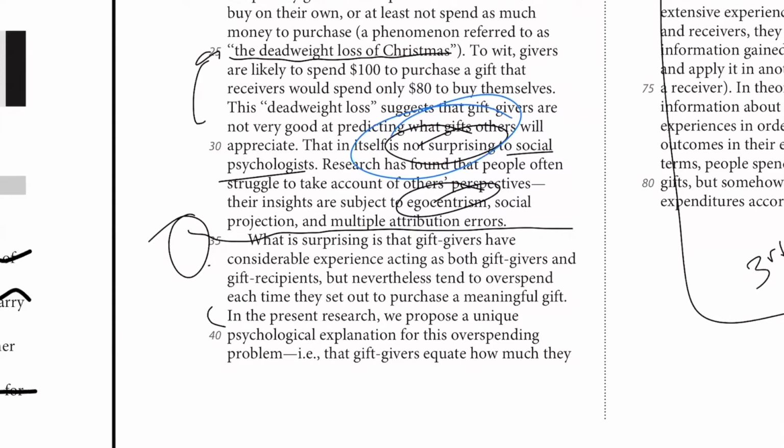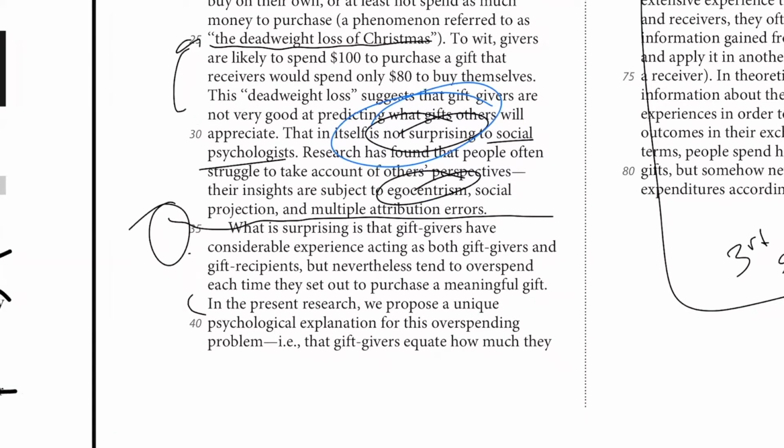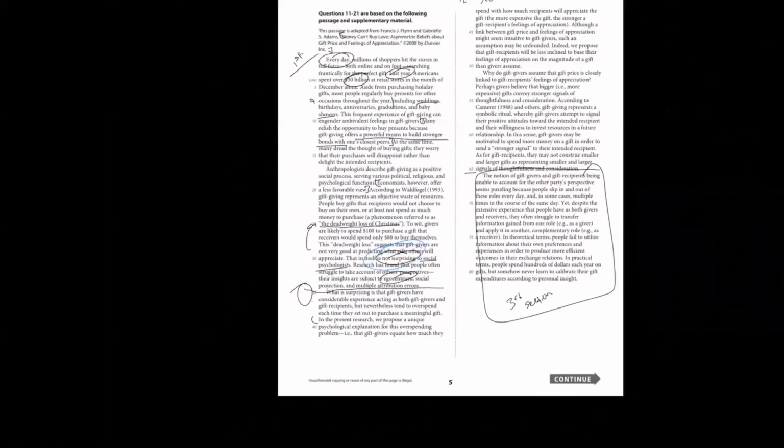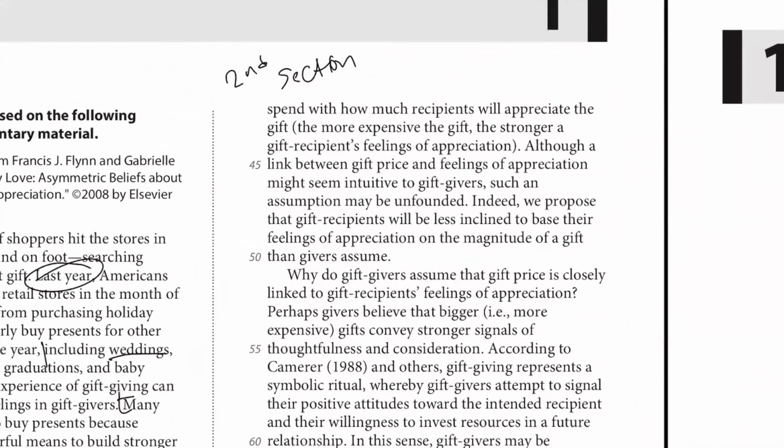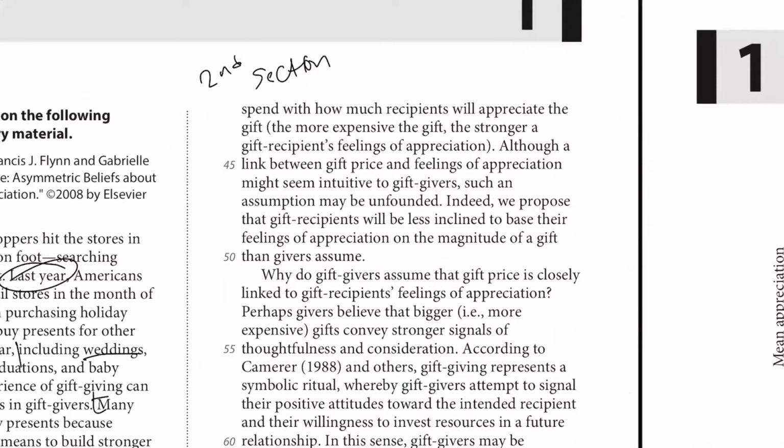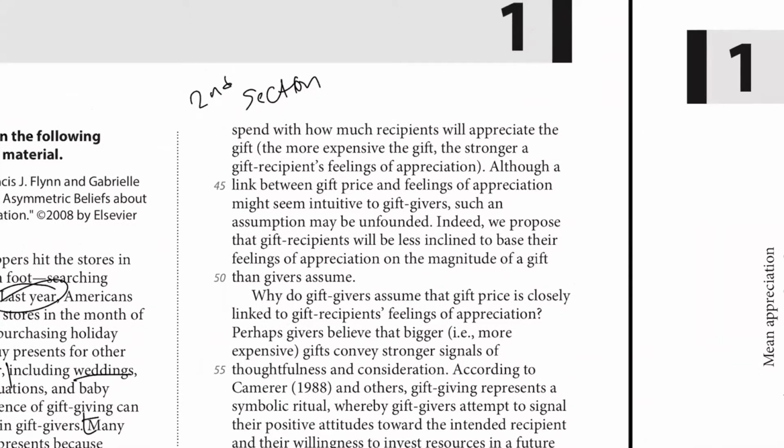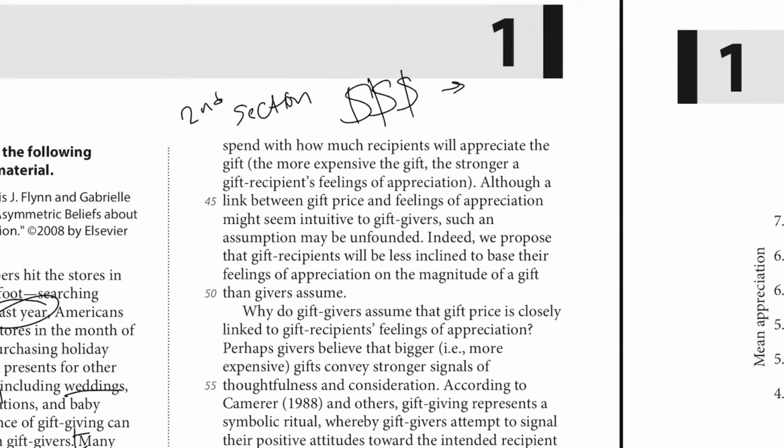In the present research, we propose a unique psychological explanation for this overspending problem. So now they have this research, and then they have this proposed explanation as to why they do this, i.e., for example, that gift givers equate how much they spend with how much recipients will appreciate giving. So what I mean by that, you guys probably already know this, but I'm going to write it down anyway. So the more money I spend, the more the person is going to appreciate me, right?